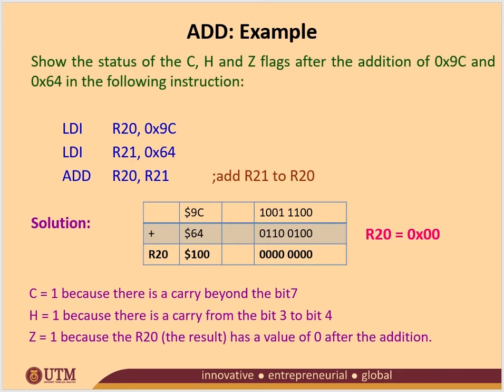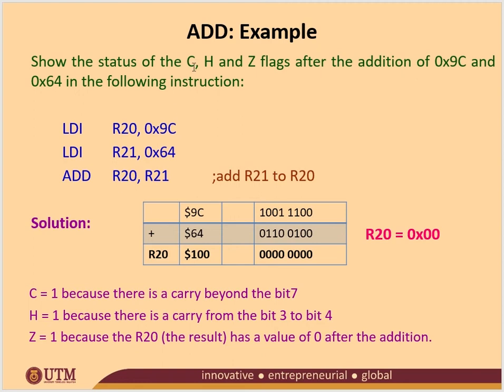Okay, let's look at another example. Same as the previous slide, you want to show the status of the C, H, and Z flags after the addition of 9C and 64 in the following instructions. Again, you put 9C to R20, 64 to R21, and then you do ADD R20, R21. After you execute the instruction, you add the value from R20 with R21 and put the result in R20.